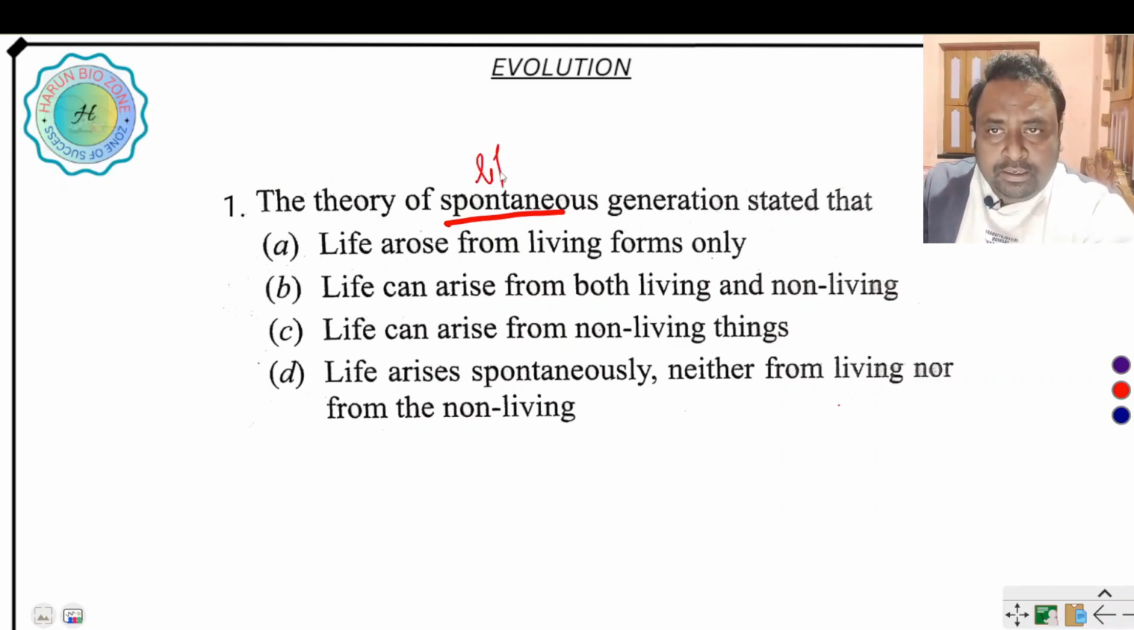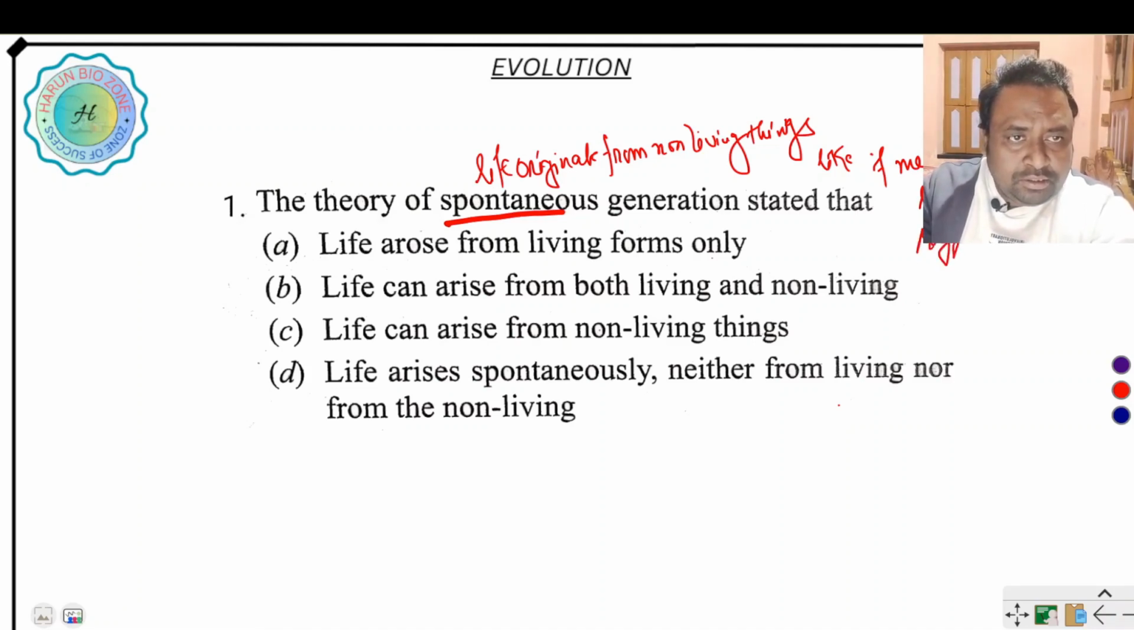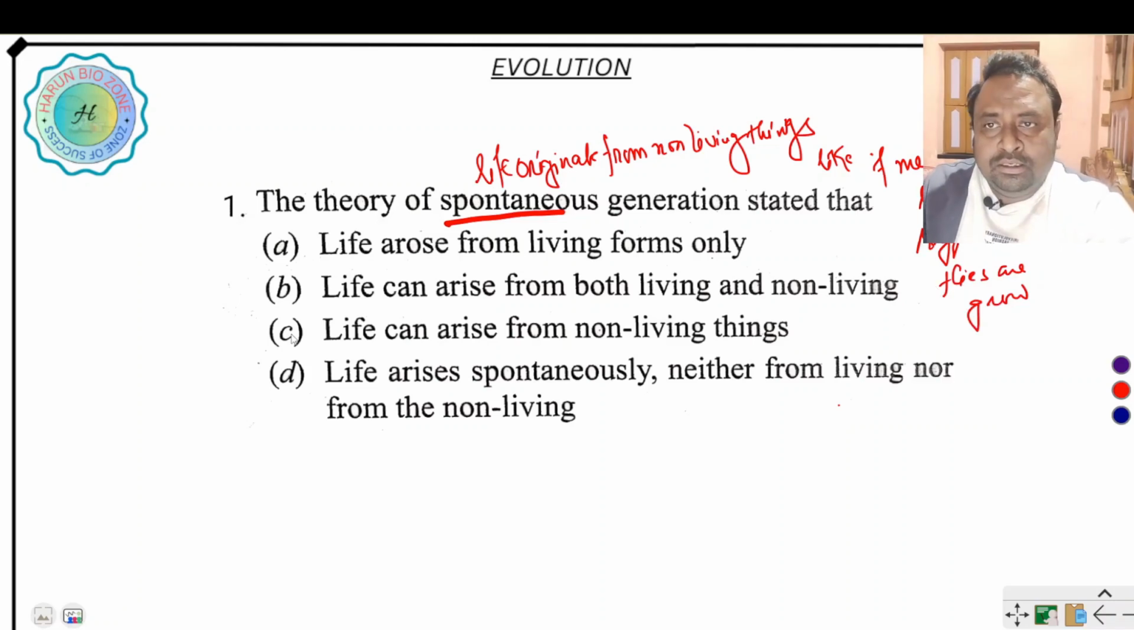Life originates from non-living things. Like if meat is left out, maggots and flies grow, etc. Life arose from living forms only.